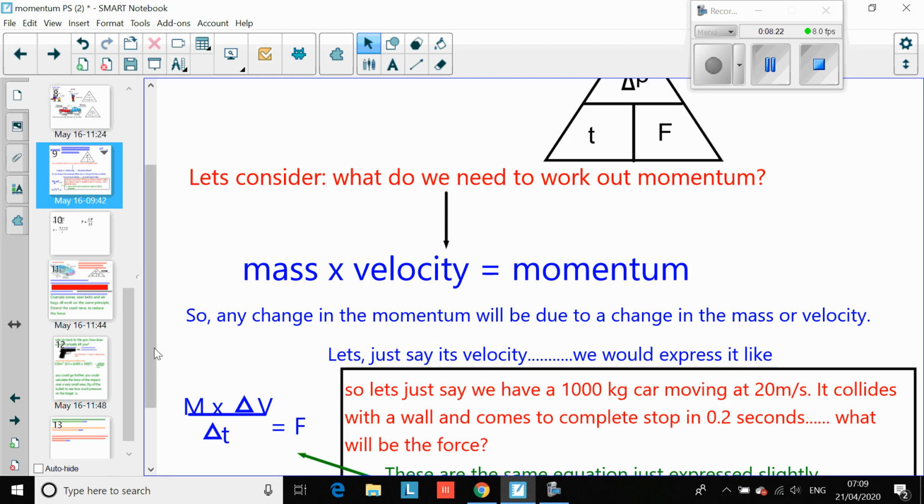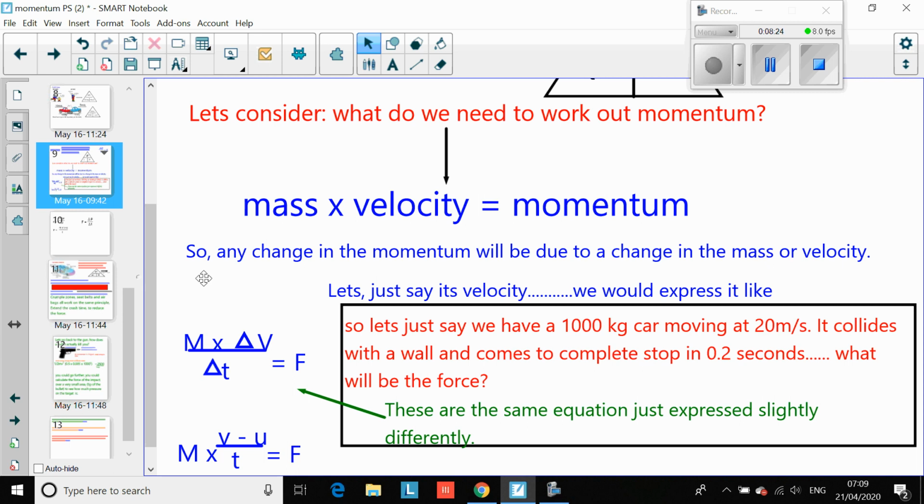So let's just very quickly go through an example. Any change, therefore, in the momentum will be due to the change in either the mass or the velocity of the car, or any moving object, actually. So I've just used car as my example. So let's just say it's velocity. We would express it like this. So you've got the mass of an object multiplied by its change in velocity divided by the change in time gives you the force.